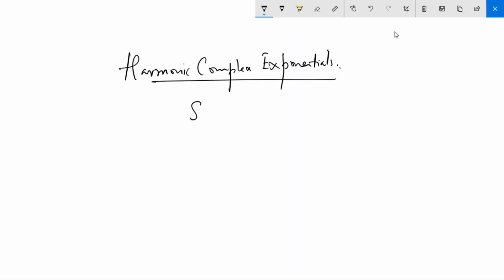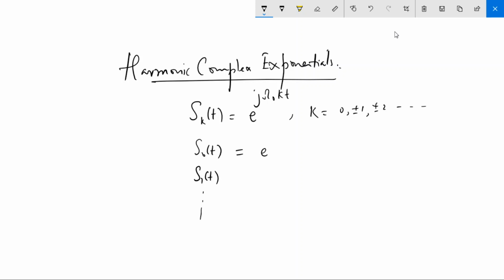Harmonic signal means we have a set of signals, suppose s_k(t), which is e raised to power j omega naught k t, where k is an integer: 0, plus minus 1, plus minus 2, and so on. This is not one signal, this is a set of signals. We have used the index k here. So you can have s_0(t), s_1(t), s_2(t) and so on. s_0(t) is nothing but e raised to power 0, which is no doubt a constant signal. s_1(t) is e raised to power j omega naught t when k is 1.